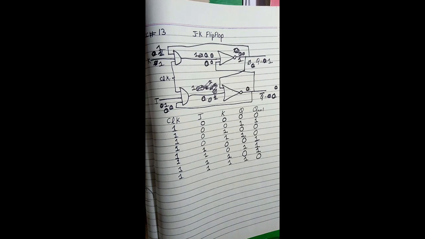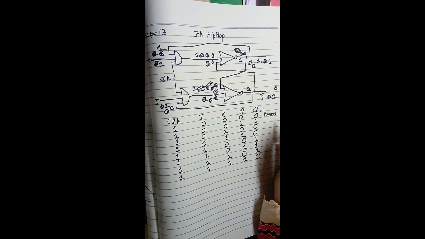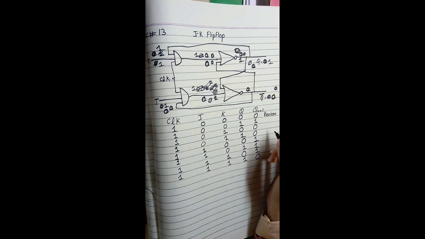So now we will name these states. The first state, we call it the previous state. The next one, 0 and 1.